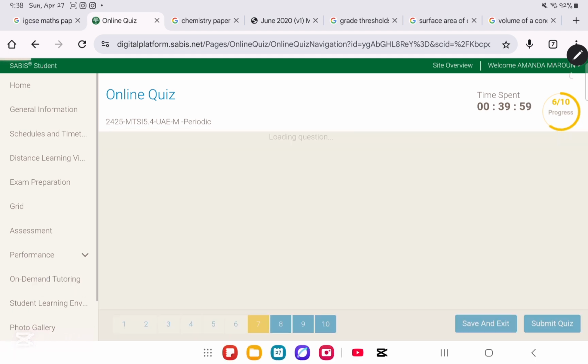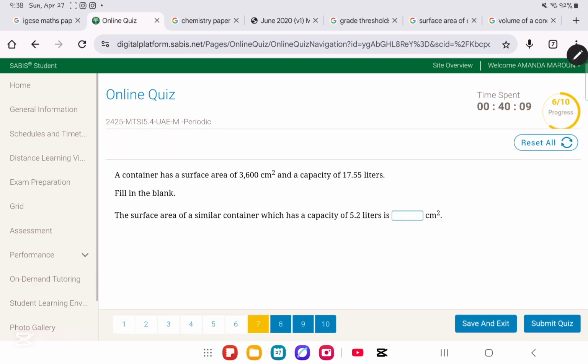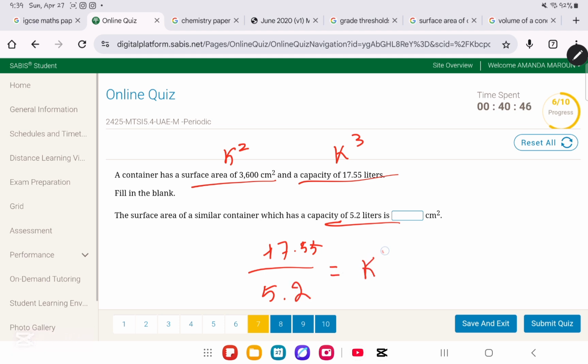So we move on to question number 7. So here they said the container has a surface area of 3,600 centimeters squared. Okay, so keep in mind this is surface area, so the constant is k squared, and capacity, which means volume, and then the constant is k cubed. They also gave us the capacity for the second one, but they need the surface area. So in order to do that, what we're going to do is we're going to take capacity 1, which is 17.55, over capacity 2, which is 5.2. You're going to get the value of k cubed.